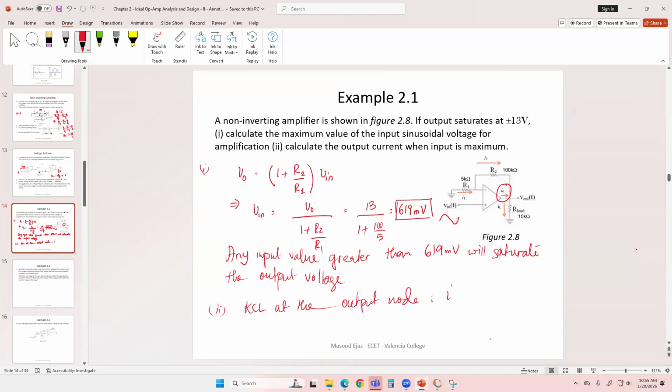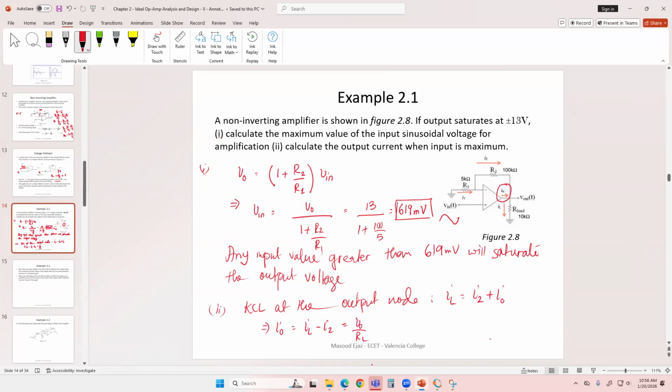IL is going away and I2 and I out are going towards the node. So IL is equal to I2 plus I out at the output node. And since we have to find I out, we'll keep I out on one side and write down IL minus I2. All right, IL is the current through the load, which is V out over R load.